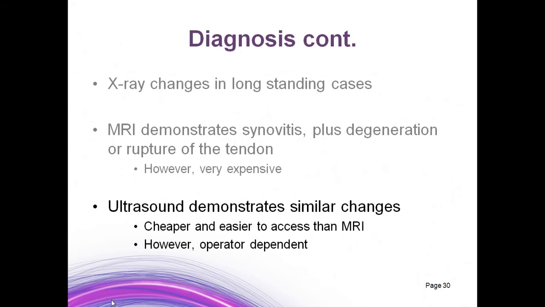MRI is an excellent choice. It demonstrates synovitis. It also can give us an indication of the degree of degeneration or rupture within the tendon. However, unlike ultrasound, it's quite expensive. However, again, it's less operator dependent.